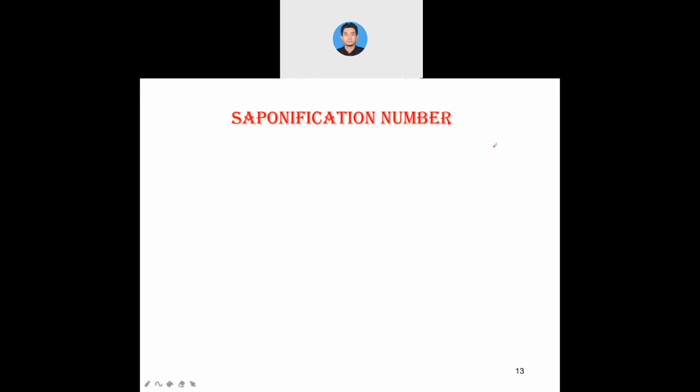In the previous lecture we already looked at the saponification reaction, meaning the fat reacts with sodium hydroxide. Meaning we hydrolyze using base hydrolysis to form back the glycerol and also the fatty acid salts. But now we look at the saponification number.